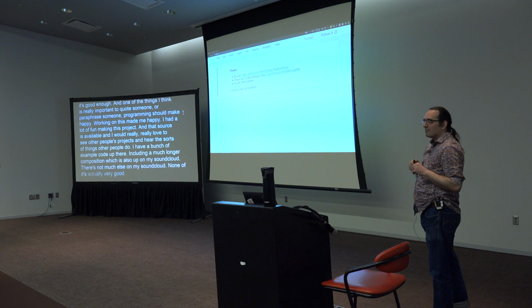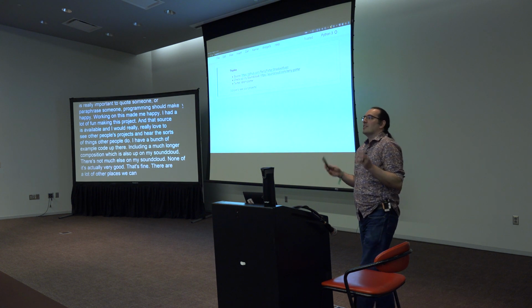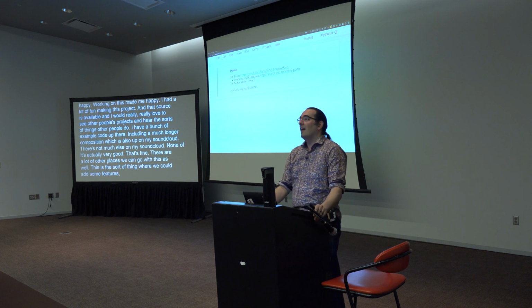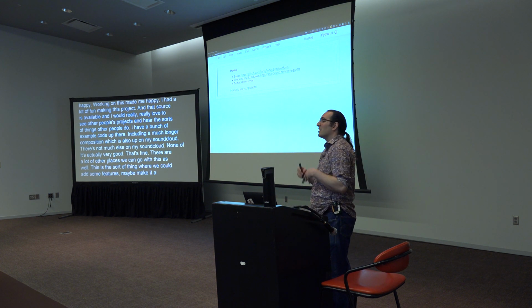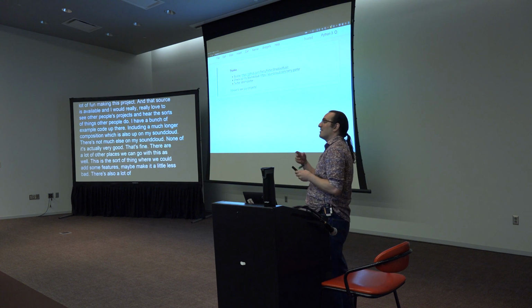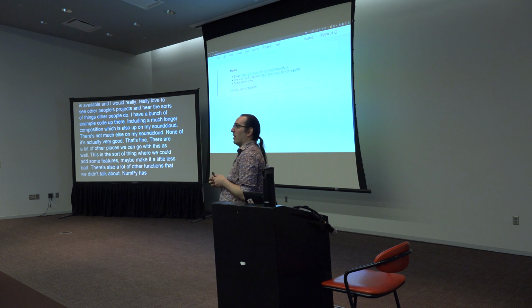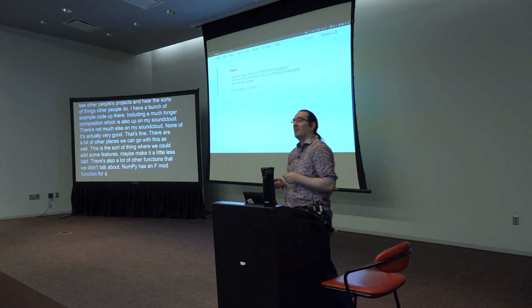There are a lot of other places we can go with this as well. This is the sort of thing where we could add some features to maybe make it a little less bad. There's also a lot of other functions that we didn't talk about. NumPy has an fmod function for floating point modulus. What happens when you fmod a sine wave? I don't know, but I bet you it sounds cool.